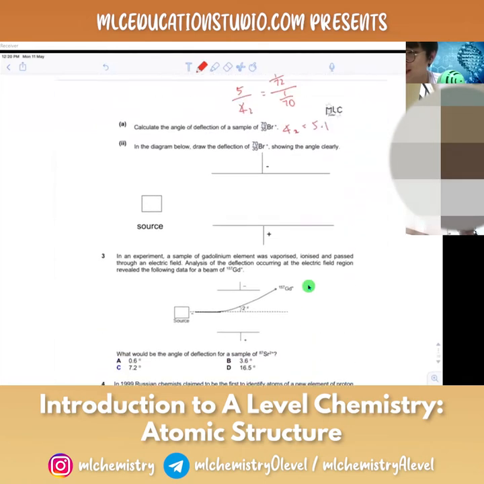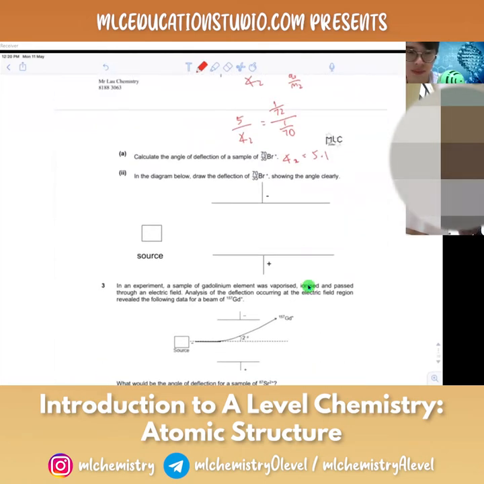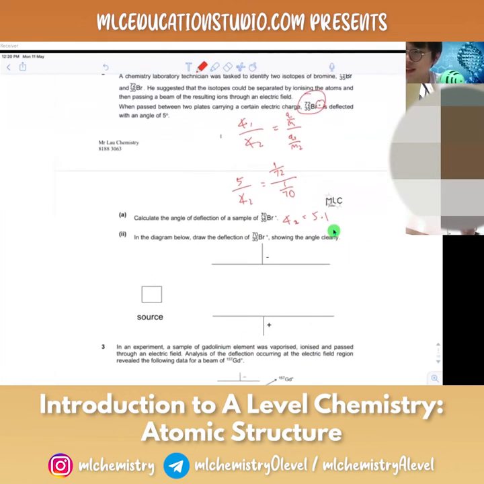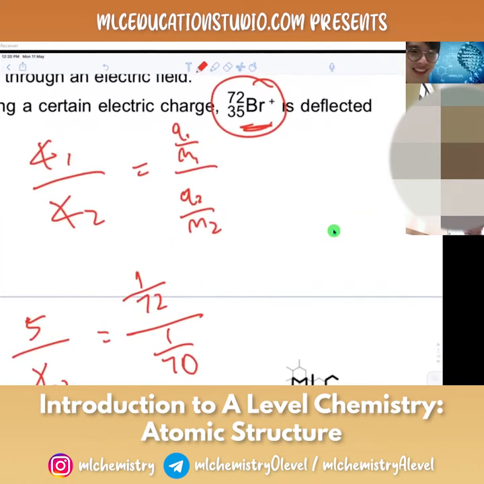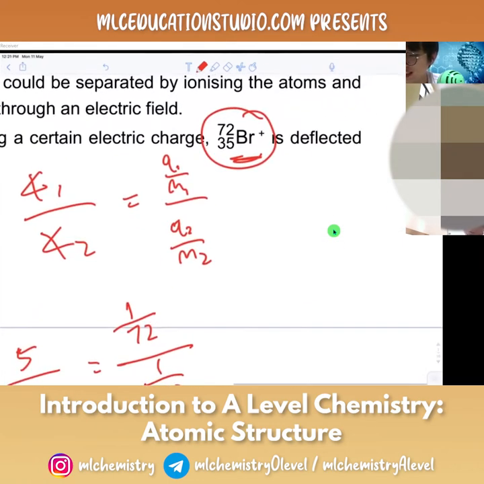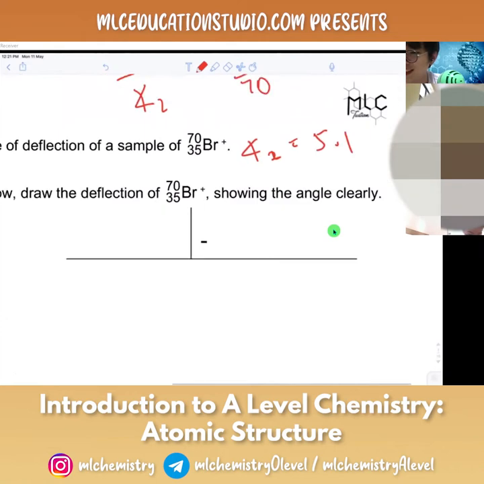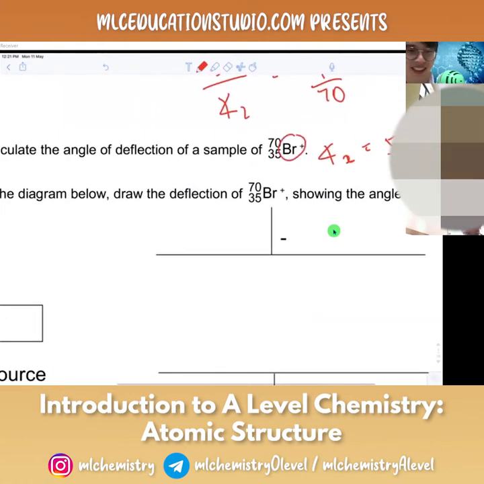But then, how do you know that the 70/35 one is also an ion? It's written there. Isotopes? No, it's an ion. Look at the charge, the 70 one.